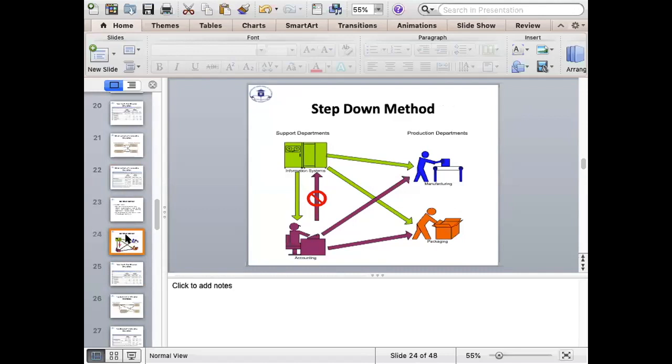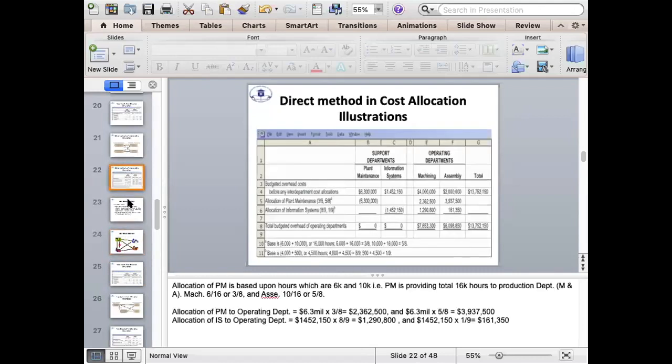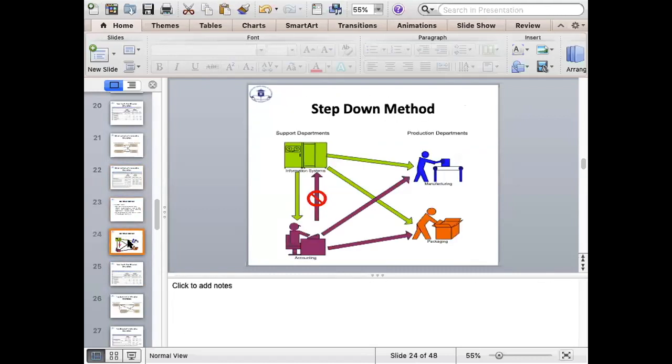Can you see the PPT slides? Can you see that? Okay.